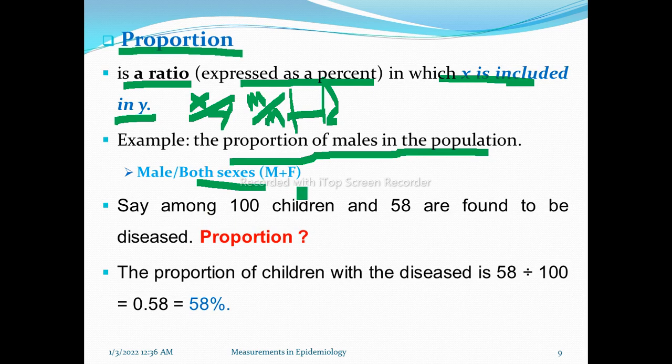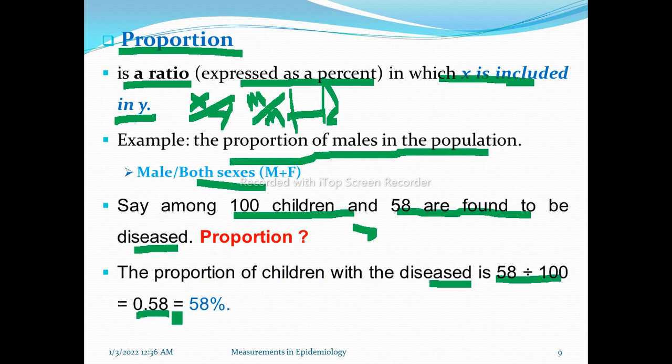Say among 100 children, 58 are found to be diseased. What is the proportion? The total population is 100, and 58 are diseased, so 58 over 100 is a proportion. The proportion of children with disease is 58 divided by 100. This means 0.58 is the proportion, or 58%. We can calculate it this way.